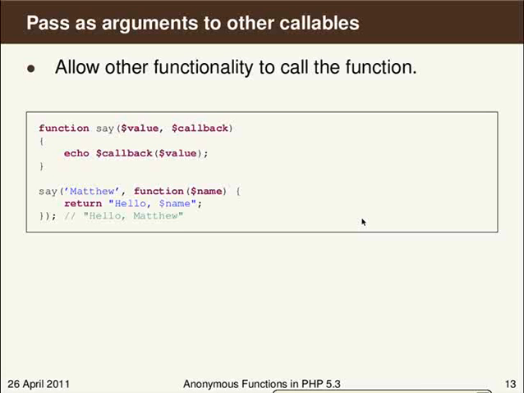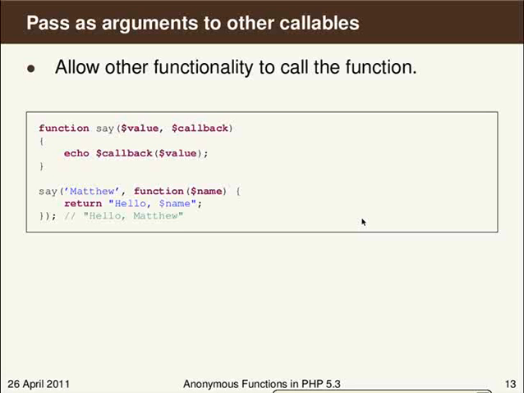So the first thing we have is a function, say, that's defined elsewhere that accepts a value and a callback. And what it's going to do is call that callback with the given value. Not a very good example here, but it gets across some of the things I'm trying to explain. So we say the value is Matthew, and then our callback is an anonymous function. The anonymous function is just like we had in the previous example, and it accepts a name, and then we return hello name. So in this particular case, we return that, and then say is going to actually echo it. So it's fairly straightforward, very succinct.